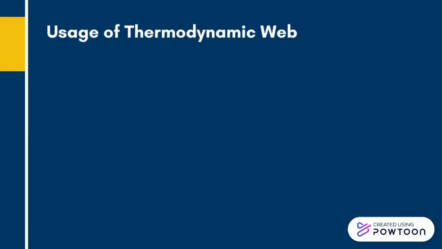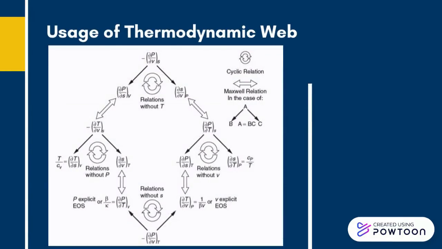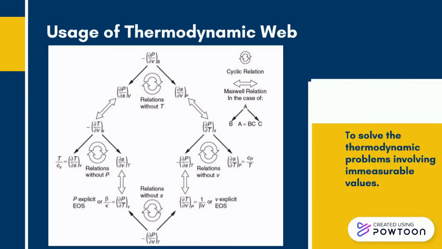Now we have come to the last part of the video, which is the usage of the thermodynamic web. In general, the thermodynamic web is used to solve thermodynamic problems involving immeasurable values. In the thermodynamic web, cyclic relations and Maxwell relations are represented by the icons shown on the top right of the figure. So how do we use the thermodynamic web to solve the problem?